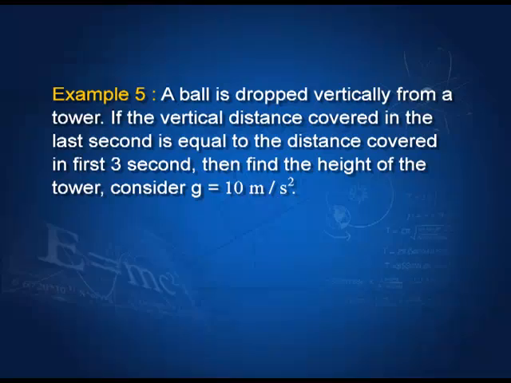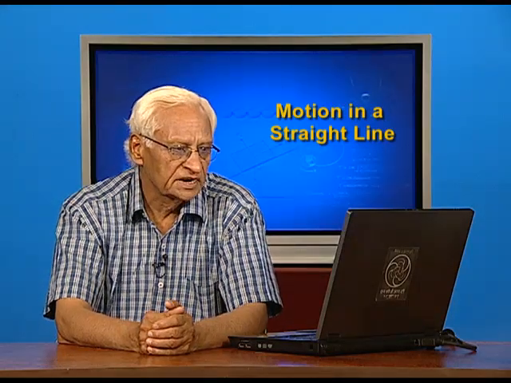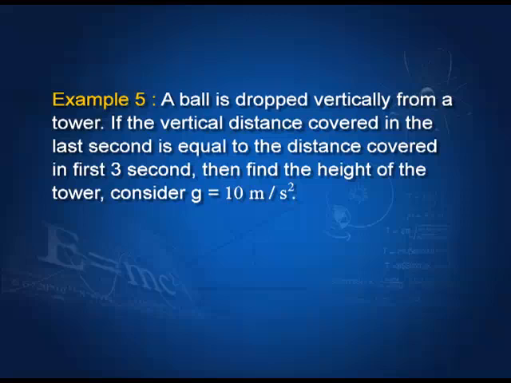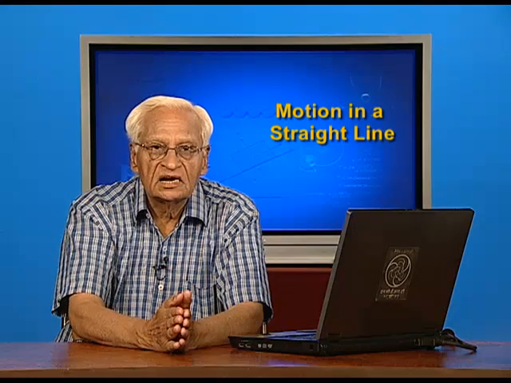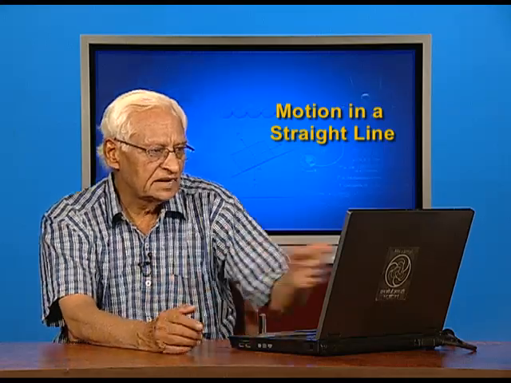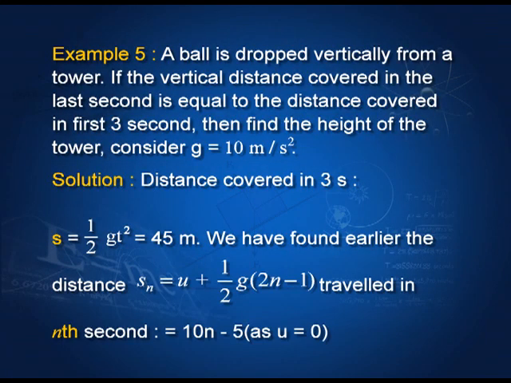A ball is dropped vertically from a tower. If the vertical distance covered in the last second is equal to the distance covered in first 3 seconds, then find the height of the tower. Consider g equal to 10 meter per second square. In the last lecture, you remember, we derived this formula for the distance covered in nth second, that was S n equal to u plus half g into 2 n minus 1. So, we will use that formula.